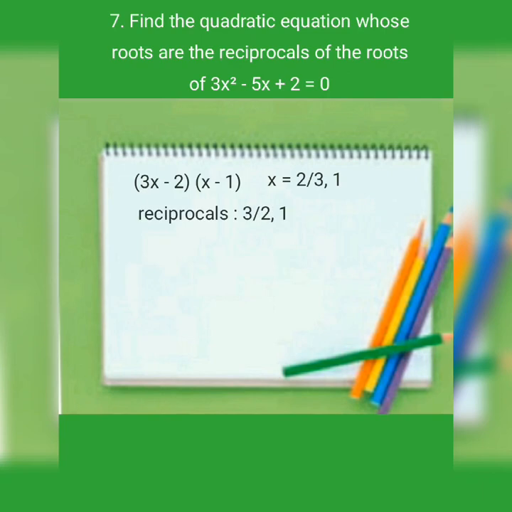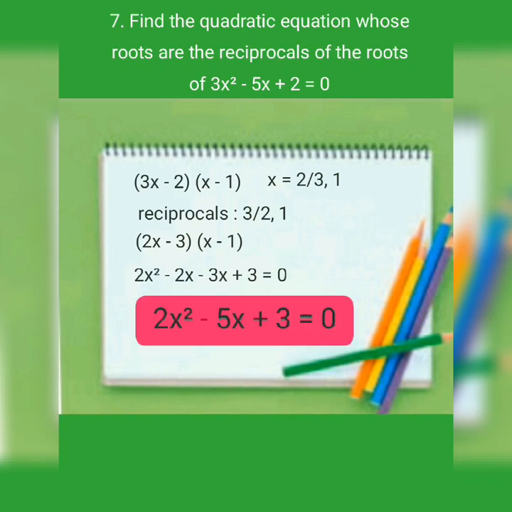The root 3 halves when changed to binomial will be 2x minus 3, while 1 will be x minus 1. So 2x minus 3 times x minus 1 is equal to 2x squared minus 2x minus 3x plus 3, or 2x squared minus 5x plus 3. So the quadratic equation is 2x squared minus 5x plus 3 is equal to 0.